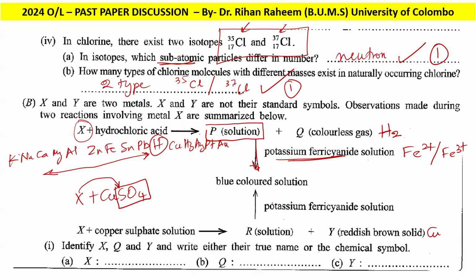That solution also turns potassium ferricyanide blue. So obviously it is Fe related. So identify X. X is Fe. Identify Q and Y, and write their true names or the chemical symbol. Where is Q? Q is the hydrogen gas. Y, the reddish deposit, is copper.